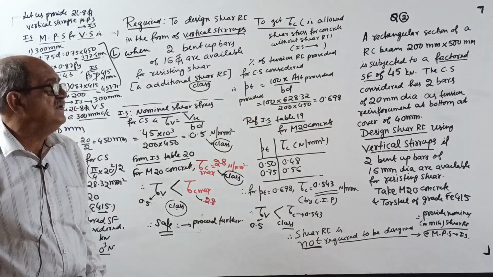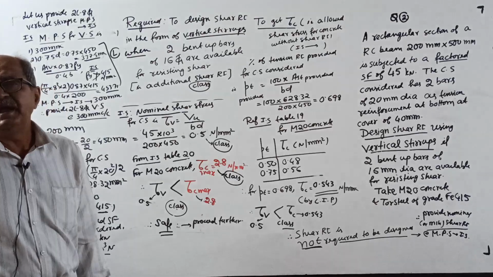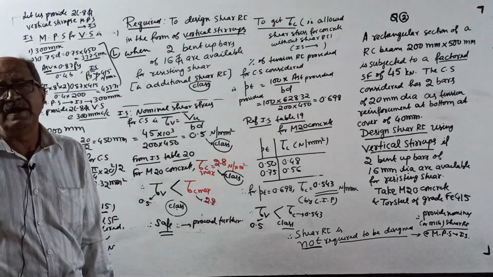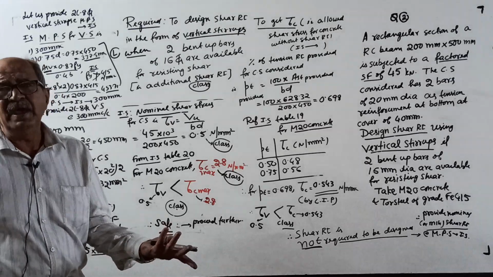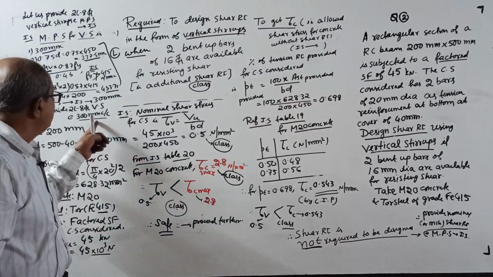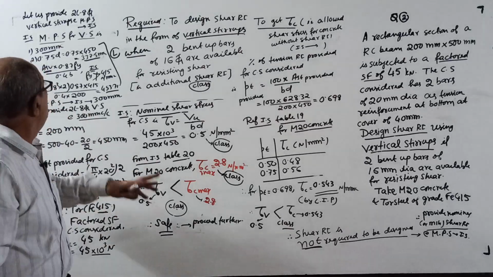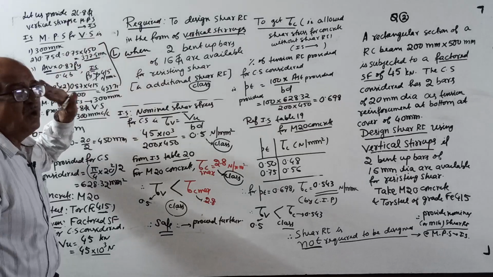Practically, what they will make is they will remove the 200 and make it 250. Some people even make 200. That is their problem. But you can give, you should not give more than 300 spacing. Okay, now question 2 is completely over.